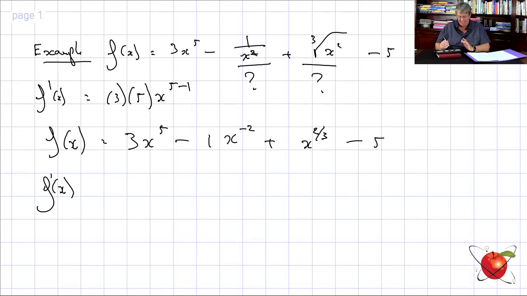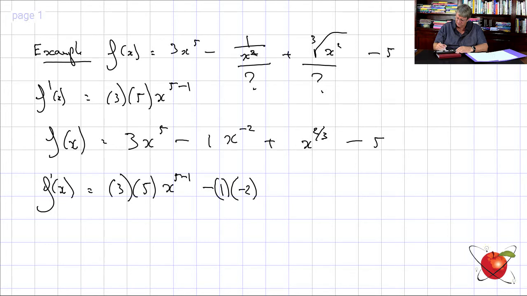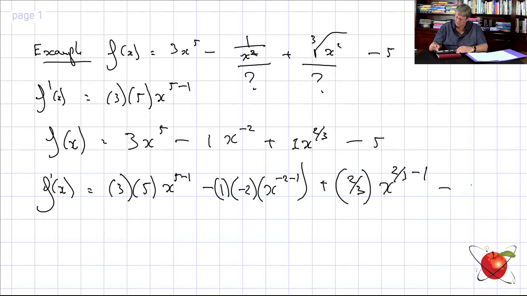We can say f prime of x is going to be, now we bring down the n and follow the rules. 3 times 5 times x to the power of 5 minus 1. Minus 1, that's this one, times minus 2, times x to the power of minus 2 minus 1, correct. Plus, bring it down, 2/3 times, there's a 1 in front, I just didn't write it there, obviously, x to the 2/3 minus 1, minus 0, because we know the derivative of a constant is 0.